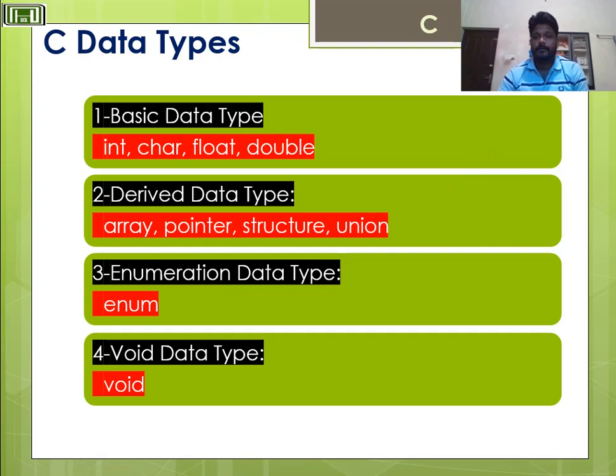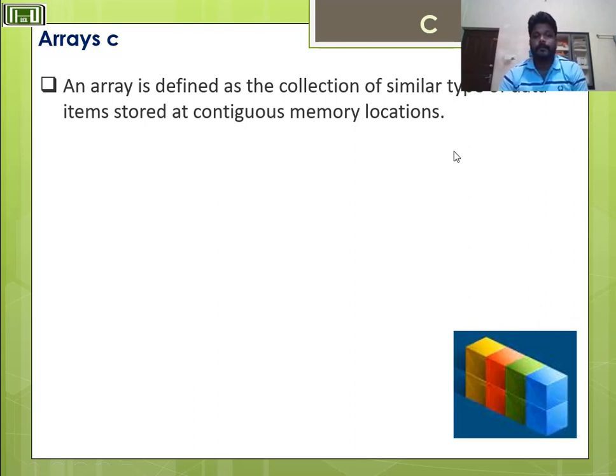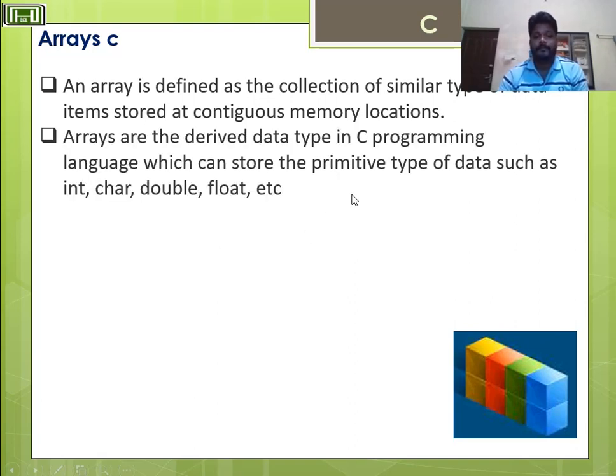So here we go. Array is a derived data structure. So it is a collection of similar type of data, and these data are stored at contiguous memory locations. And these are examples for derived data type, and which store the primitive type of data such as int, char, double, float, etc.